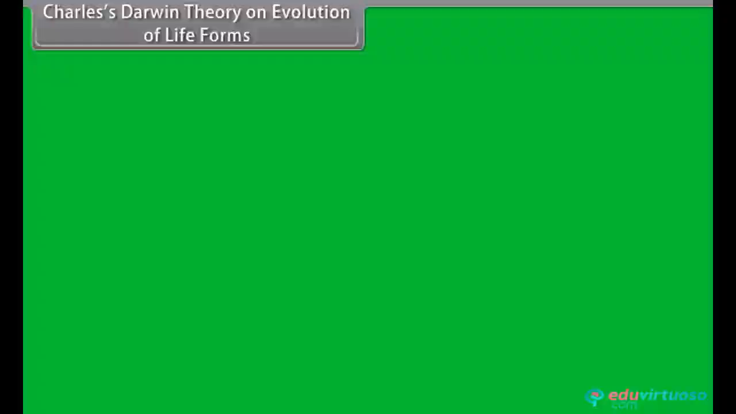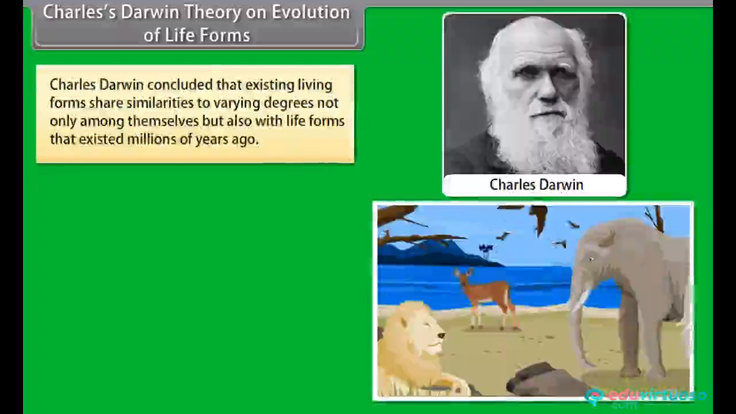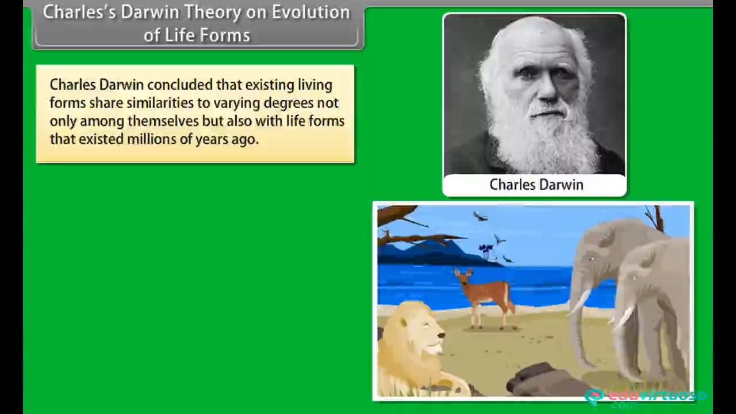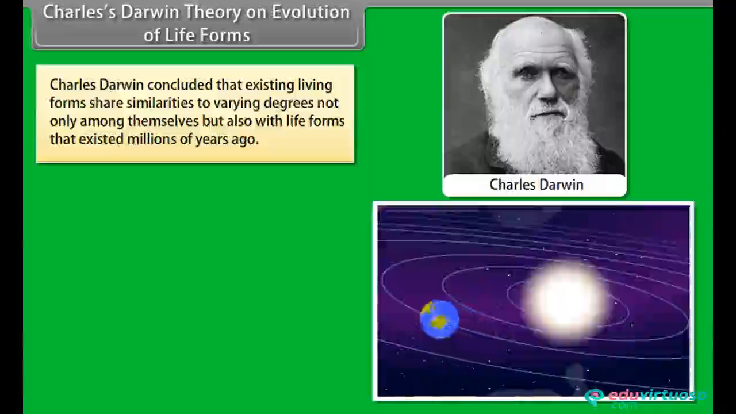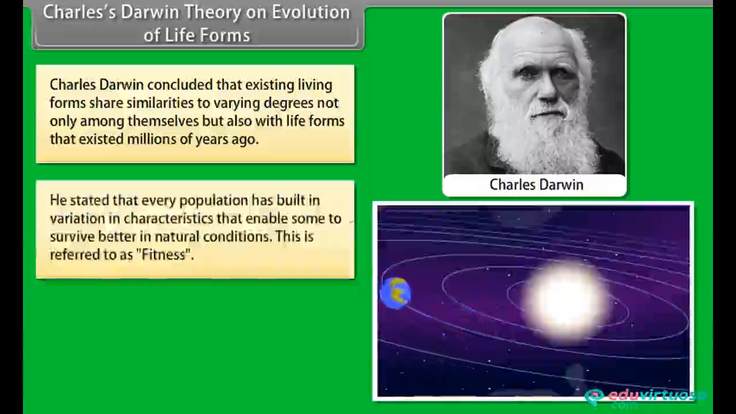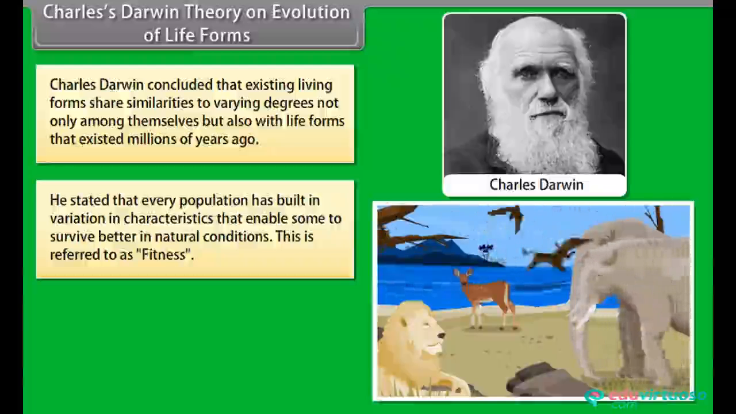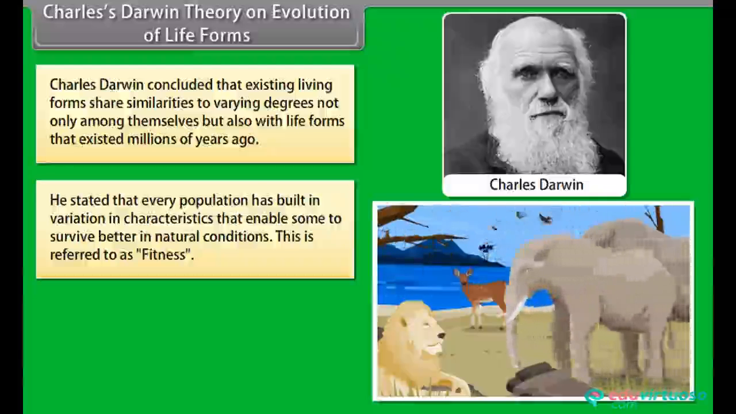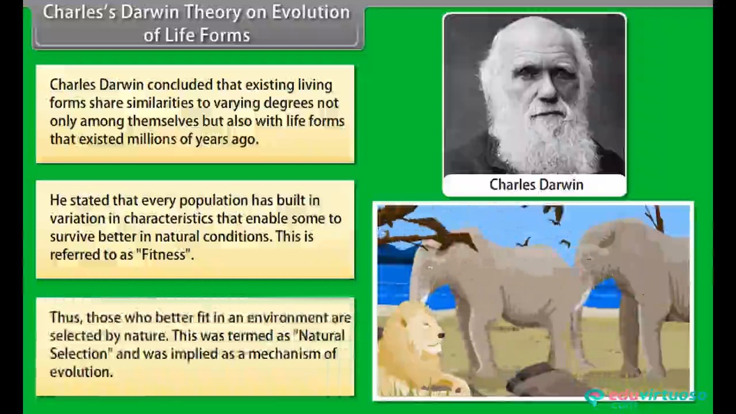Charles Darwin theory on evolution of life forms. Charles Darwin concluded that existing living forms share similarities to varying degrees not only among themselves, but also with life forms that existed millions of years ago. He stated that every population has built-in variation in characteristics that enabled some to survive better in natural conditions. This is referred to as fitness. Thus, those who better fit in an environment are selected by nature. This was termed as natural selection and was implied as a mechanism of evolution.